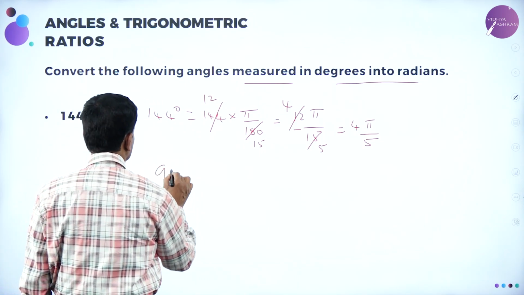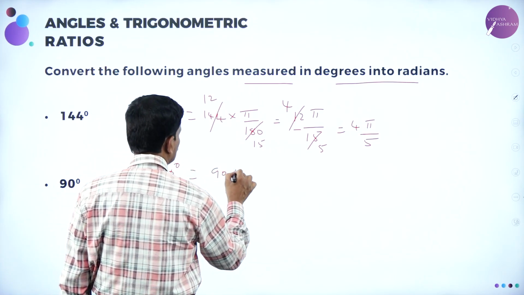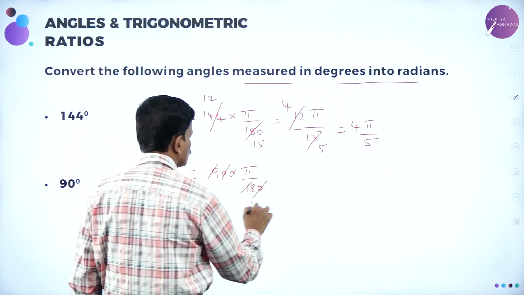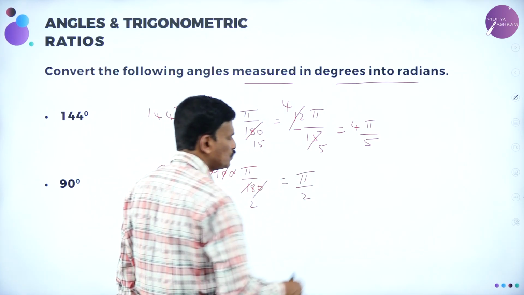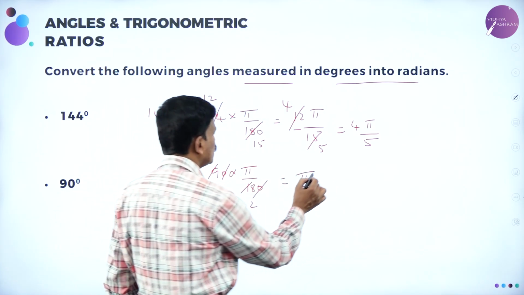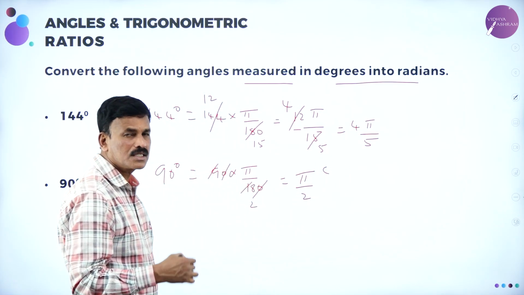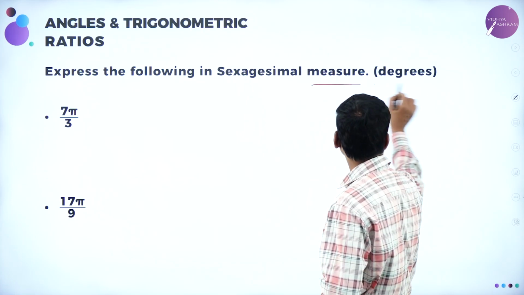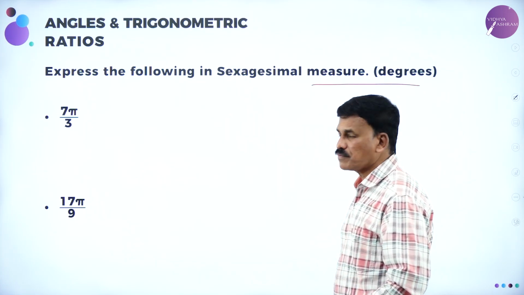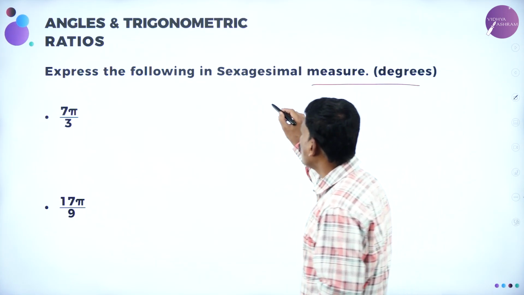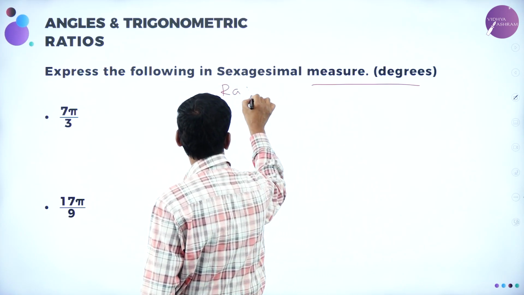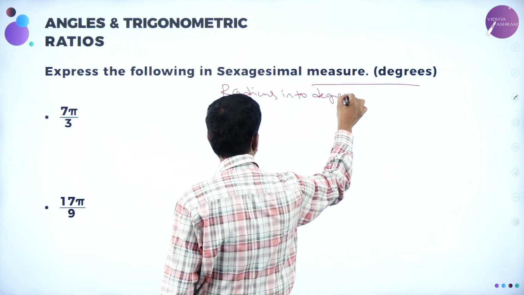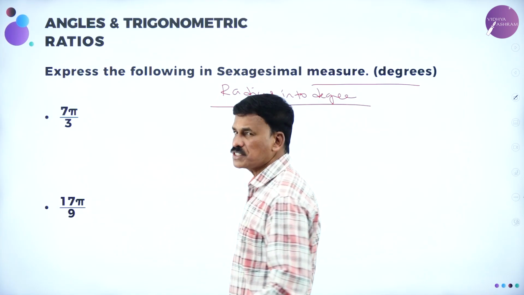And the last one, 90 degrees. 90 into pi by 180. 0 gets cancelled. 9 2s are 18. This is equal to pi by 2 radians. That's it. 90 degrees is equal to pi by 2 radians. Hope you followed. Now, express the following radians into degrees.